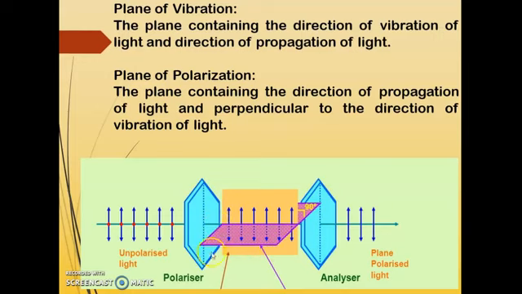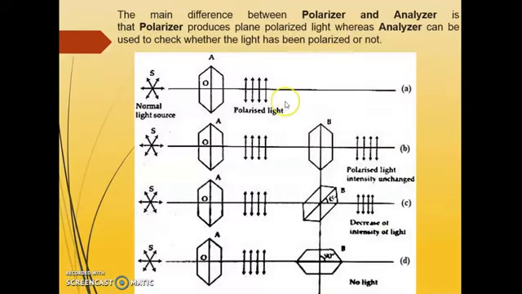Well, now once you have seen this figure, you have come across two new terms. And what are the two new terms? One is called the polarizer and the other is called the analyzer. Okay, what is the meaning of that? Let us see. The main difference between polarizer and analyzer is that a polarizer produces plane polarized light, whereas an analyzer can be used to check whether light has been polarized or not. So both of them are polarizing or optical instruments. One is used for polarizing the light and the other one is used for checking it.